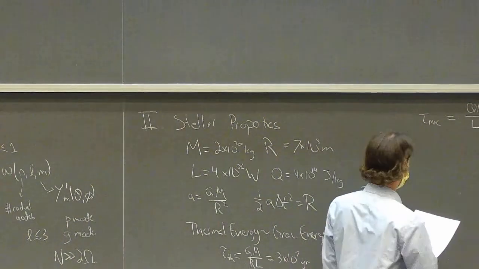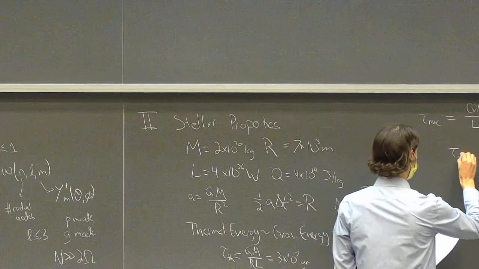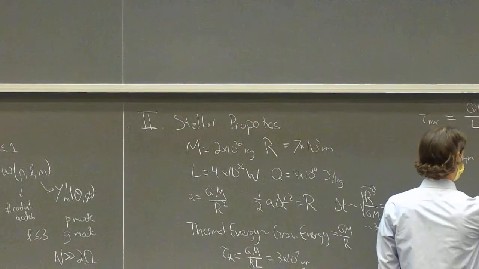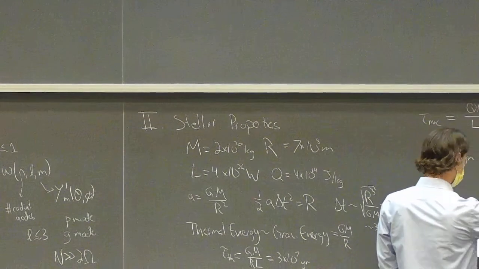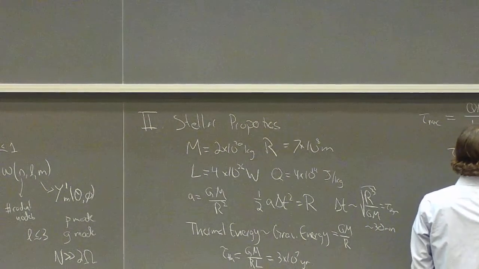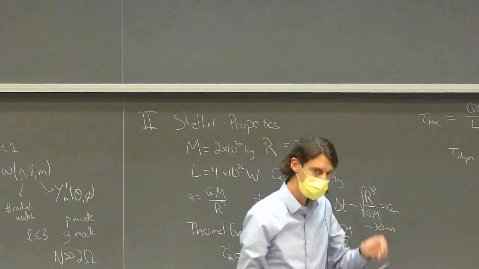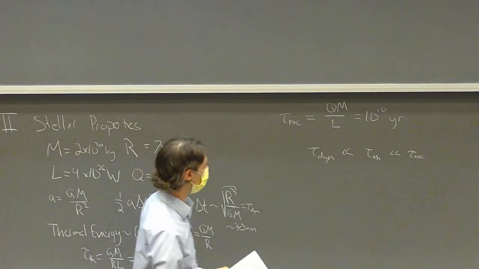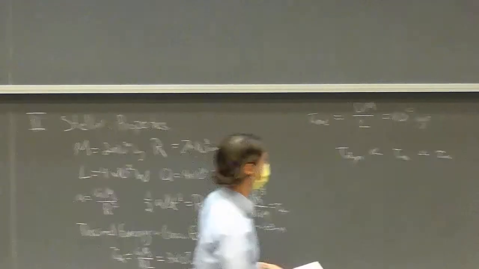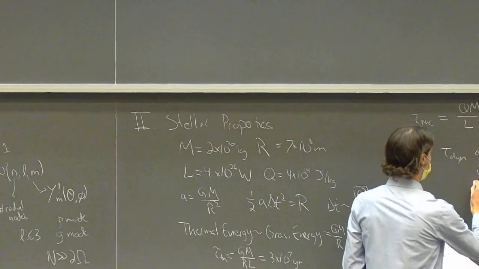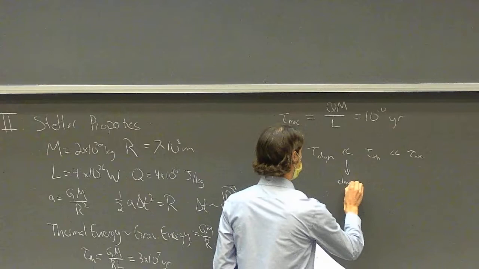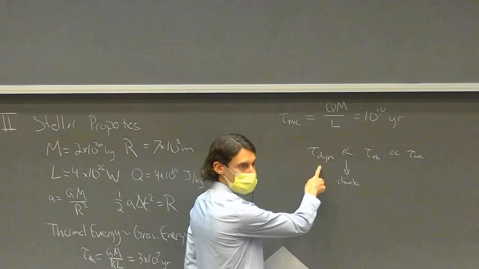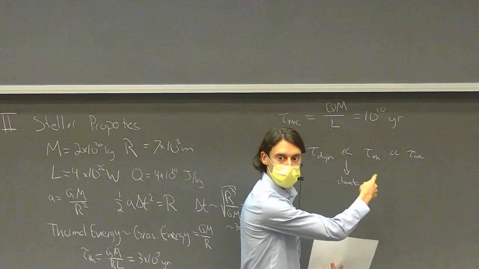Okay, so we're in this limit where the dynamical time is much shorter than the thermal time, which itself is much shorter than the nuclear timescale. Okay, so my understanding is that when people are thinking about climate on Earth, what you're interested in is kind of things that are longer than dynamical timescale, but shorter than the thermal timescale.